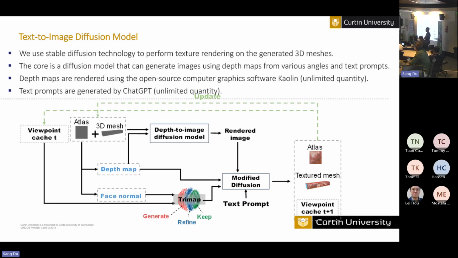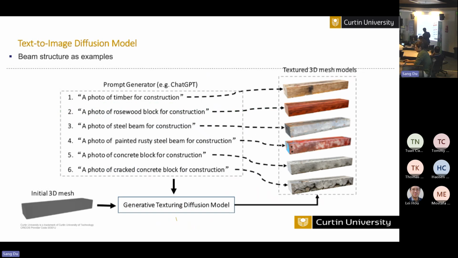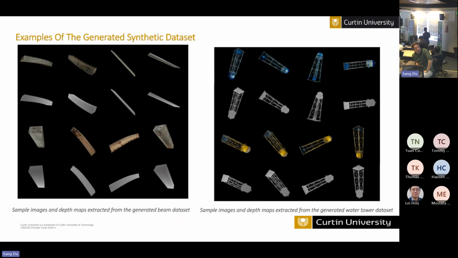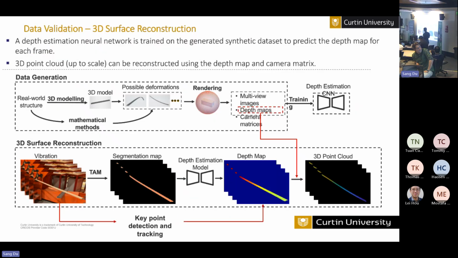If you want to generate a timber beam or a concrete structure beam with some textures, we use the diffusion model to generate the texture and the mesh for these beam structures. So that is some prompt generated from ChatGPT. For example, you can see this is for a timber beam structure. This is for steel beams, for concrete beam, for cracked concrete beam. So you can see some different generated structures on this. And that is some synthetic data we obtained with some deformation, right? So we use this for some applications.